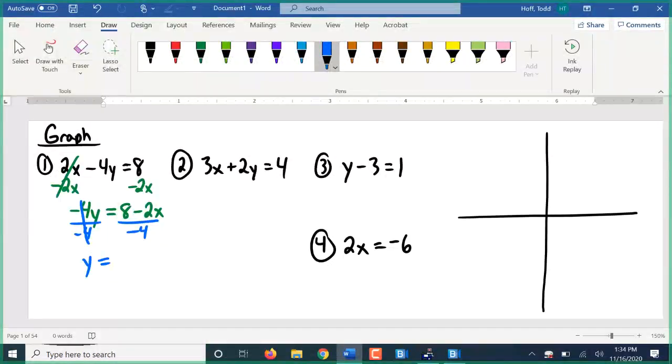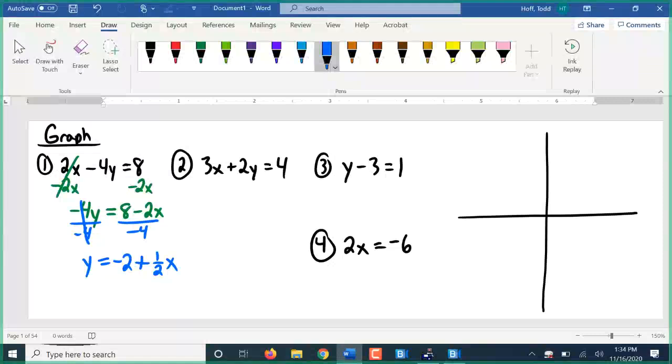On the right side, we have two pieces to divide. We have 8 divided by negative 4, which is just negative 2. We have negative 2x divided by negative 4. Well, negative divided by a negative is a positive. 2 divided by 4 is just going to be 2 over 4, which will reduce to 1/2. And then we have the x.